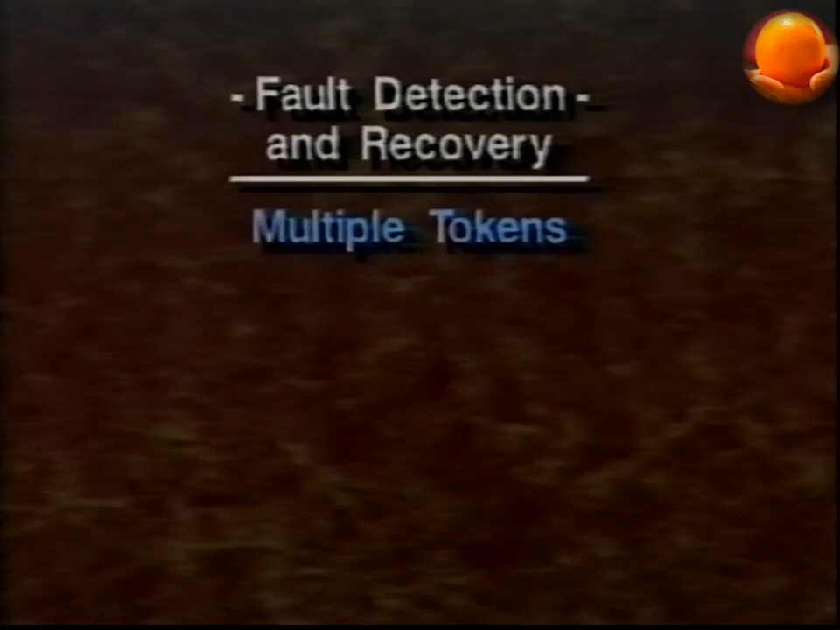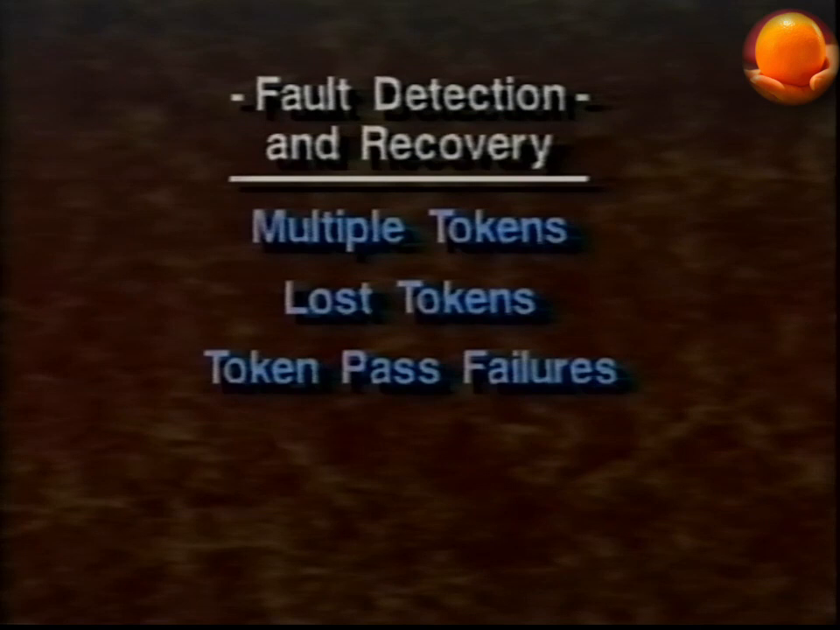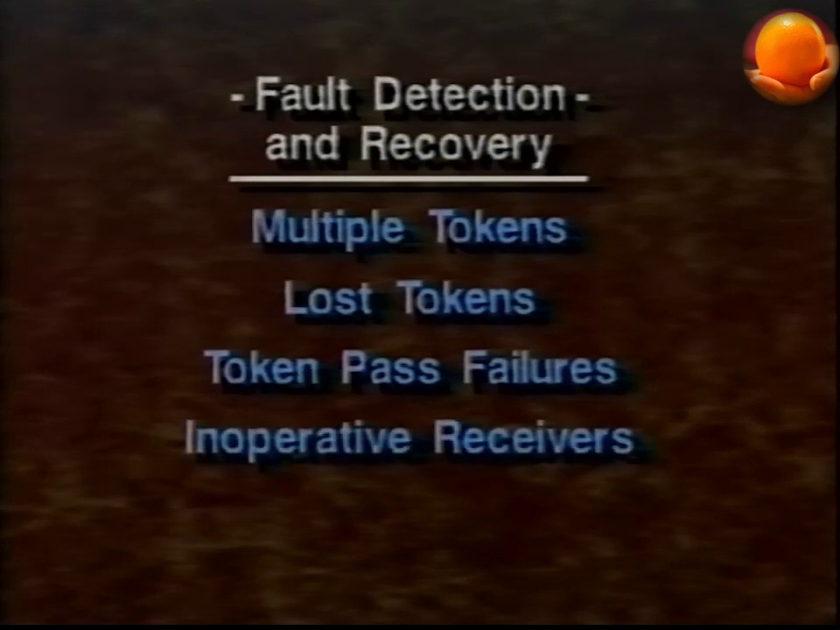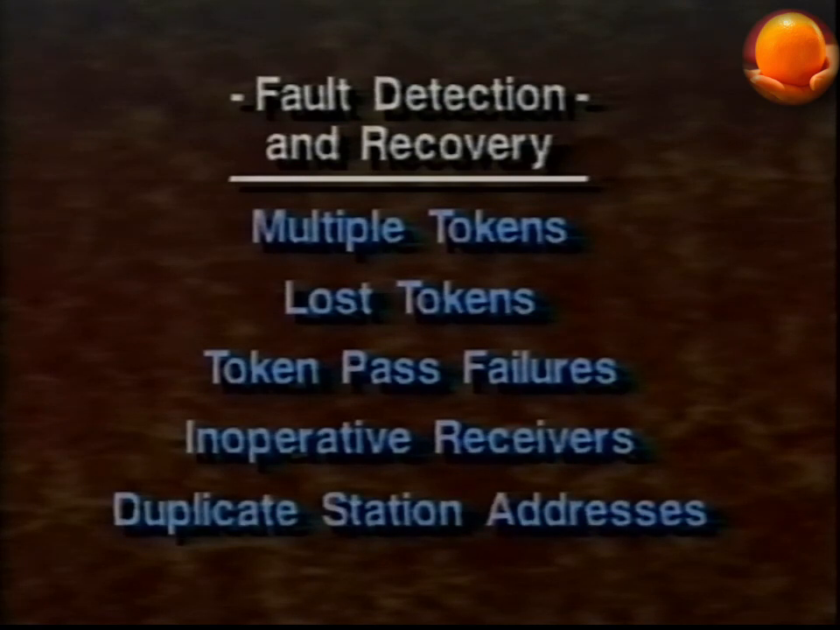For fault detection and recovery, possible faults that must be detected and, where possible, corrected include multiple tokens, lost tokens, token pass failures, stations with inoperative receivers, and duplicate station addresses.